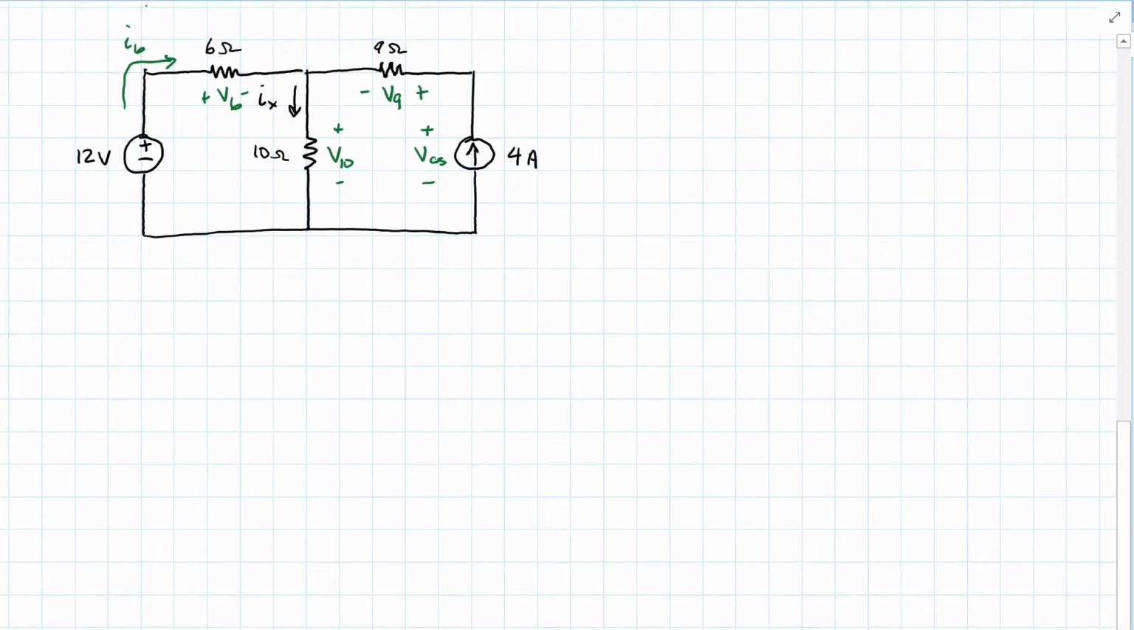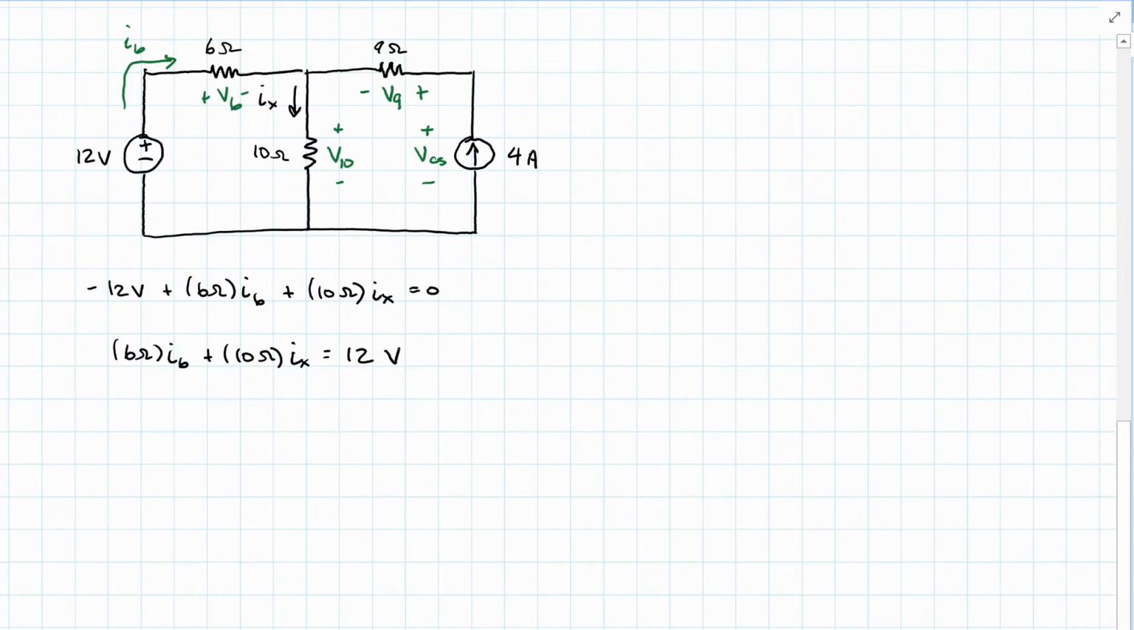I'm going to apply Kirchhoff's voltage law around the left-hand loop, starting at the bottom left-hand corner. So I will have negative 12 volts plus 6 ohms times I6 plus 10 ohms times IX is equal to 0, which I can rearrange and write as 6 ohms times I6 plus 10 ohms times IX is equal to positive 12 volts.